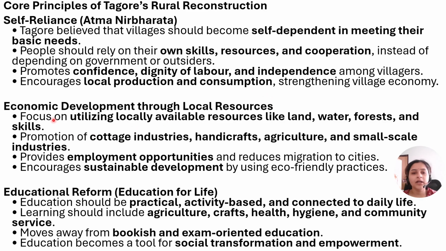The second principle is economic development through local resources, utilizing locally available resources like land, water, forests, and the skills that different people have. Promotion of cottage industries, that is small scale industries, handicrafts, agriculture, provides employment opportunities and reduces migration to cities. So this economic development will reduce the migration of people in villages to cities, and it encourages sustainable development by using eco-friendly practices.